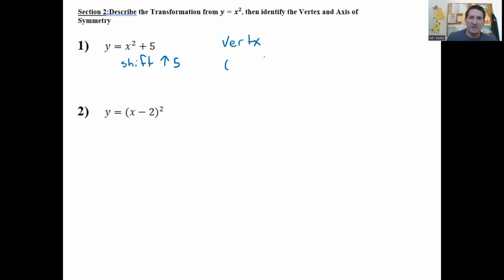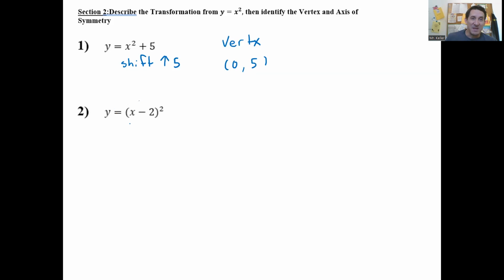So the vertex, it's going 0, 0. We didn't shift anything. So remember, in the parent function, the vertex is at 0, 0, right? The shift, we're just shifting that. So the new vertex, we didn't shift in the x direction, so the x is still 0. We went up 5, so that's 5. So vertex is 0, 5.